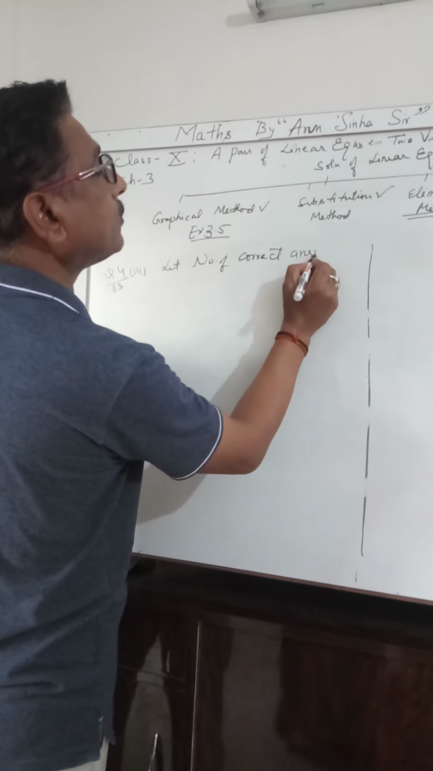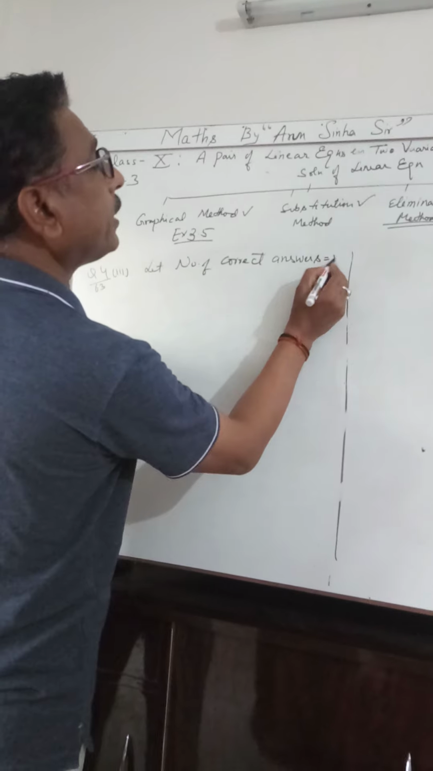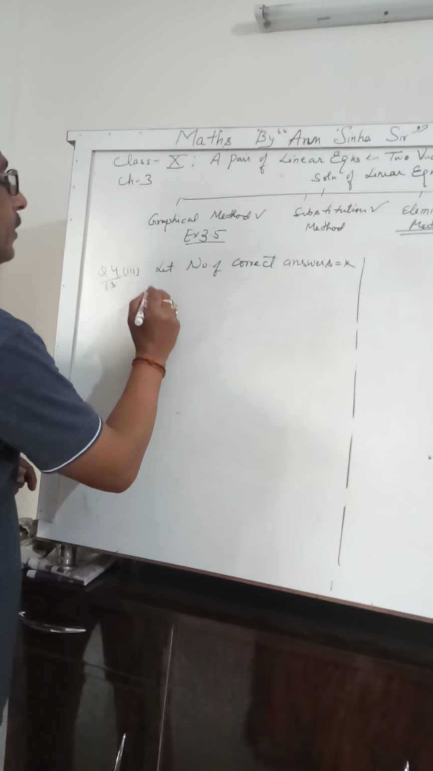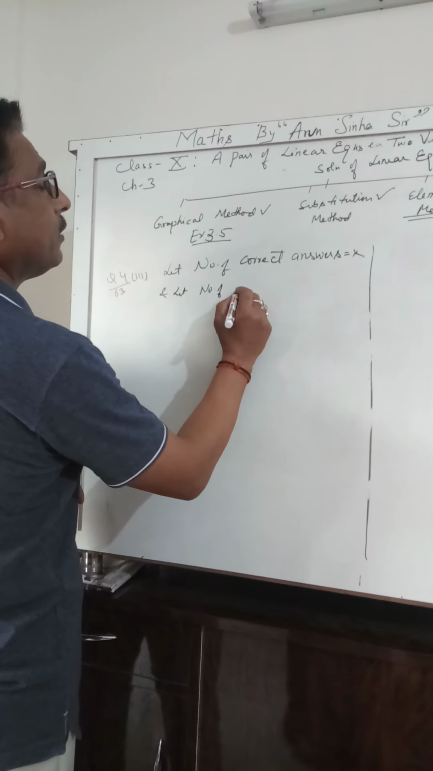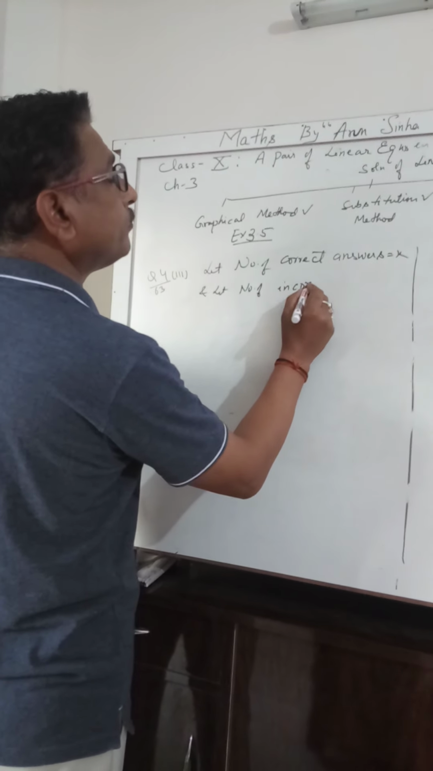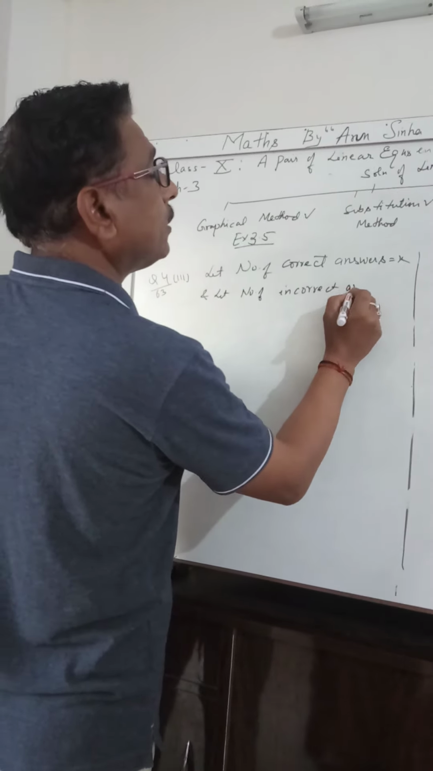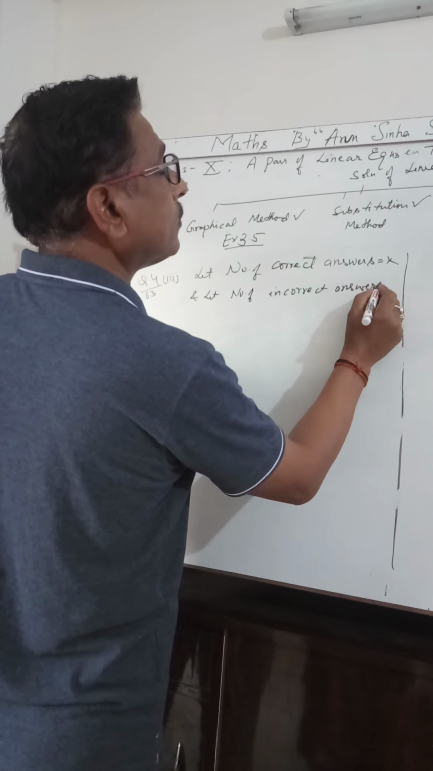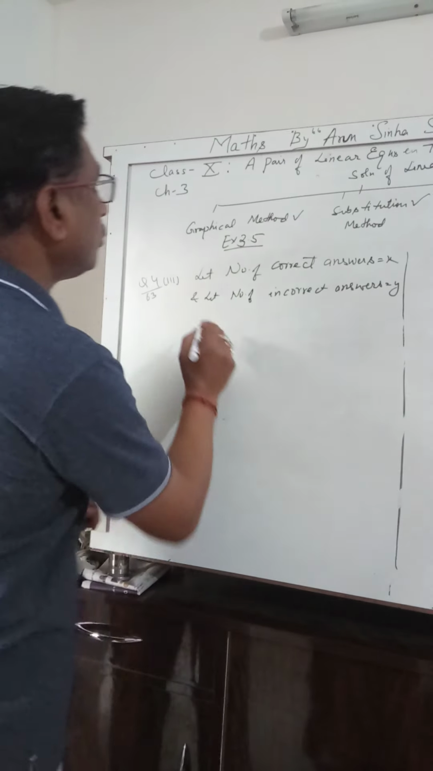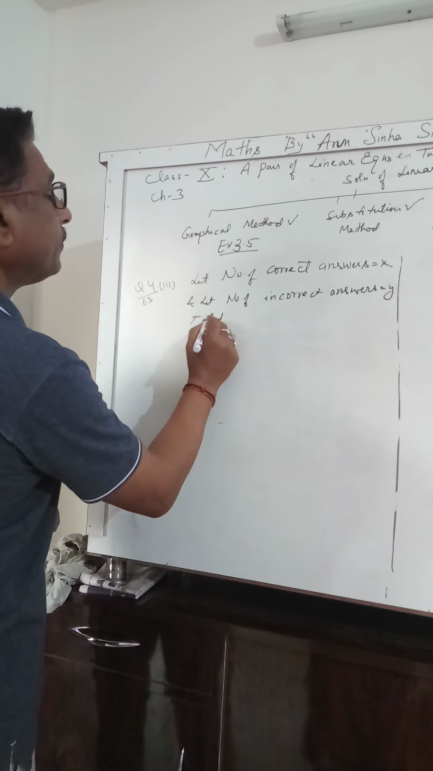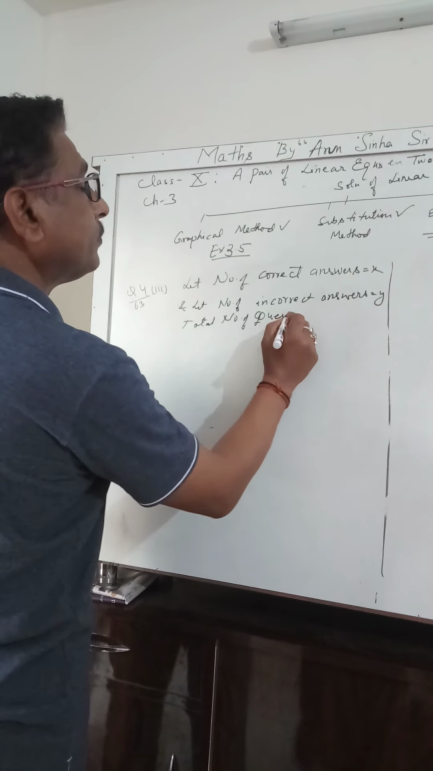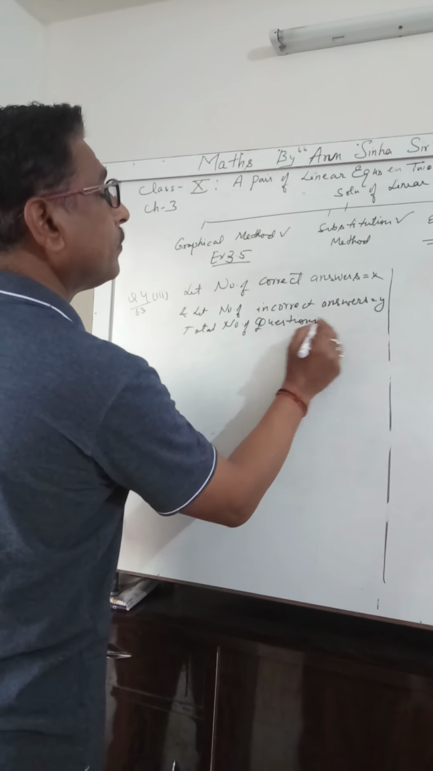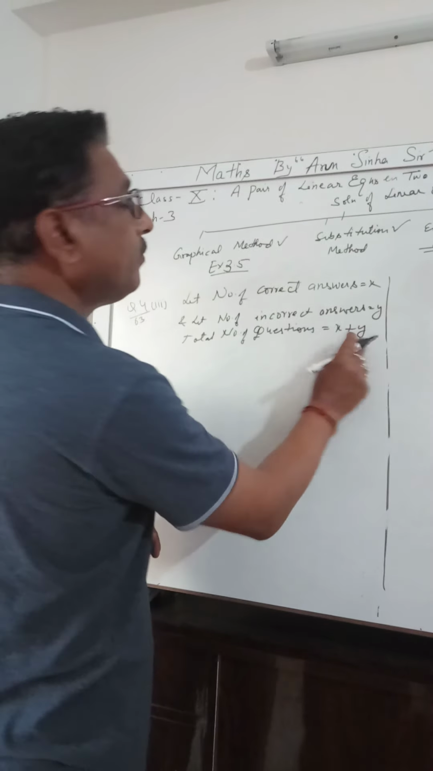Correct answers. You get x, and let the number of incorrect answers equal y. So the total number of questions is equal to x plus y. This term we have to find.